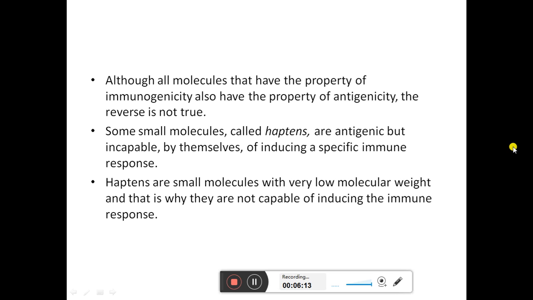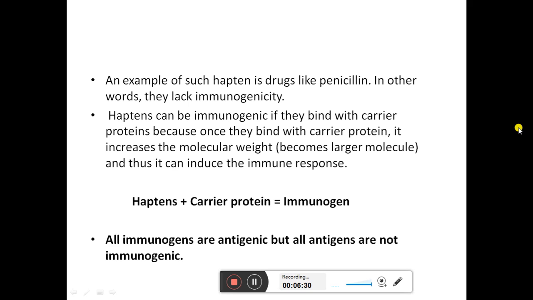Some small molecules called haptens are antigenic but incapable by themselves of inducing a specific immune response. The haptens are small molecules with very low molecular weight, and that is why they are not capable of inducing the immune response. An example of such a hapten is drugs like penicillin. In other words, they lack immunogenicity. Haptens can be immunogenic if they bind with carrier proteins, because once they bind with a carrier protein, it will increase the molecular weight so that they can induce the immune response. The hapten plus the carrier molecule become an immunogen.